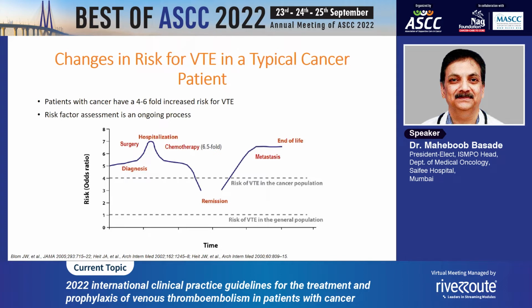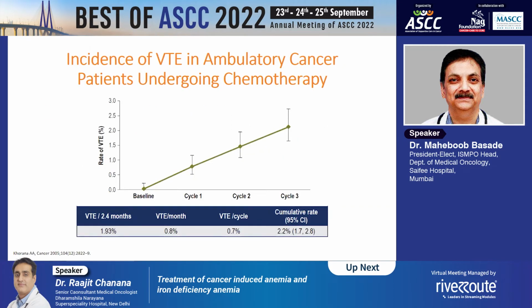This is a typical course of a patient with cancer. When the diagnosis is made, often they undergo surgery, some sort of biopsy, hospitalization, chemotherapy. There is a 6-fold increase in the risk of VTE. Once the patient is treated and in remission, the risk is as normal as with anybody else. But again, when the disease recurs or metastasizes, the risk of VTE also increases.